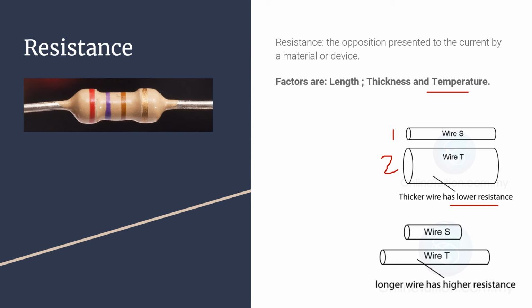Second factor is length. So wire S and wire T, the longer wire has higher resistance. Wire number 2, because it's longer, has more resistance and it is not suitable. But wire number 1 has short length and it is good for transferring charges.